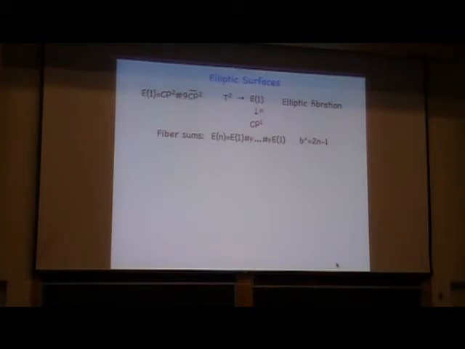So En has Euler characteristic 12n, and B plus is 2n minus 1. So in this talk, I'm going to restrict to B plus equals 1. So we're only going to be considering among these surfaces E1.